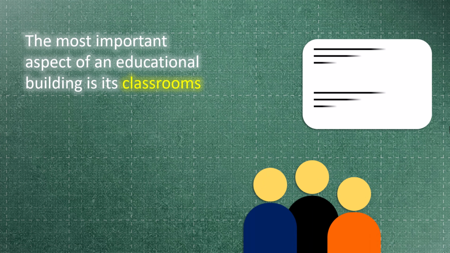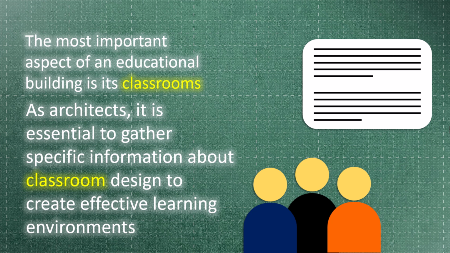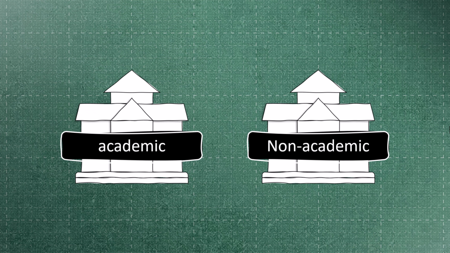The most important aspect of an educational building is its classrooms. As architects, it is essential to gather specific information about classroom design to create effective learning environments. Classrooms can be categorized into two types, academic and non-academic.